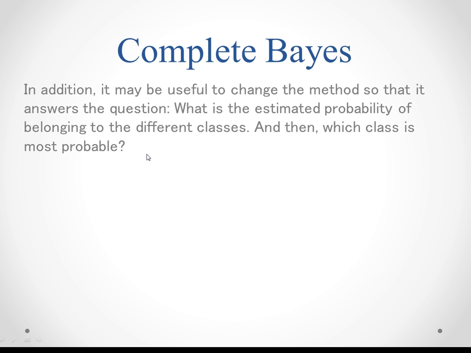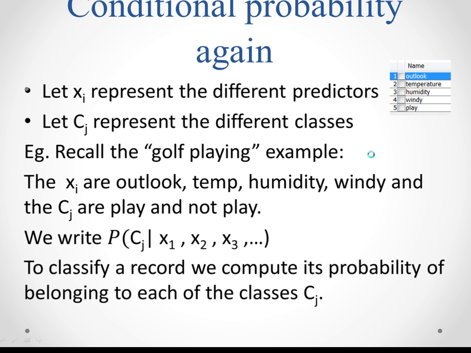Okay? Understand? So in addition, it may be useful to change the method so that it answers the question, what is the estimated probability of belonging to the different classes? And then, which class is most probable? So after we make a record of the probabilities, then we still answer the question, which class is most probable? Okay? Everyone follow this so far? Okay. So conditional probability again.